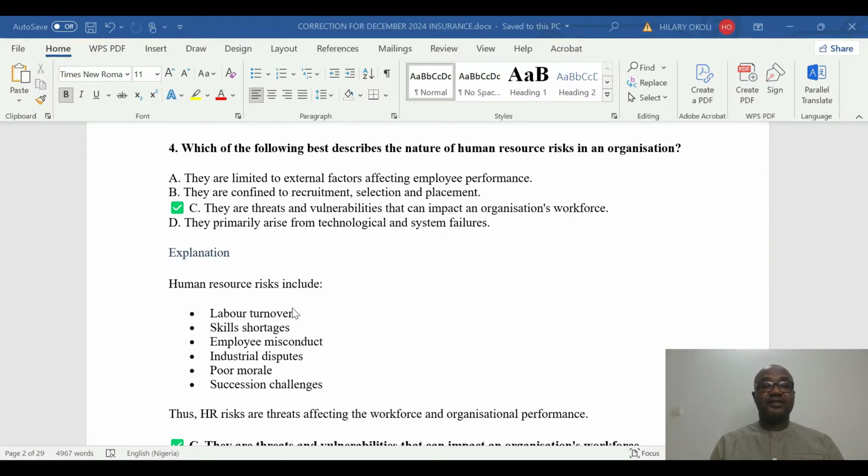Human resources, yes. The key thing in human resources is the workforce, the people. So when the question asks, as shown here, which of the following best describes the nature of human resource risk in an organization, the best answer is C in this instance, and it goes to the point by talking about the organizational workforce because we're looking at the risk in that organization. So threats and vulnerabilities that impact the organization should be considered as being described here.